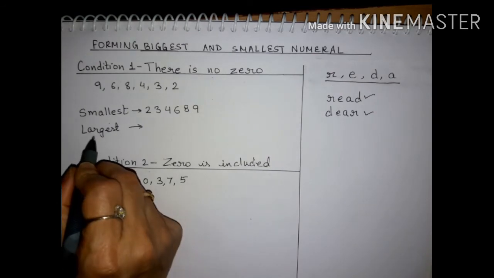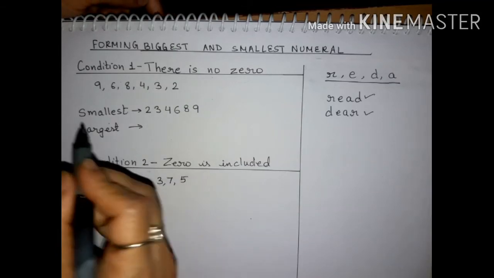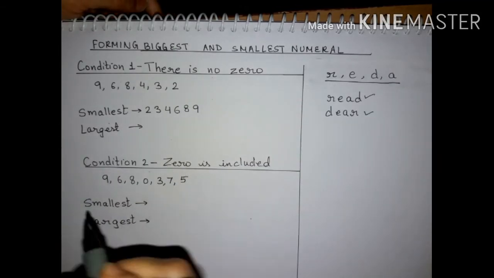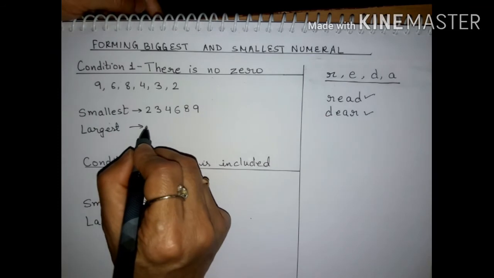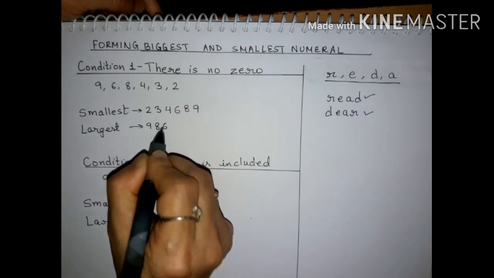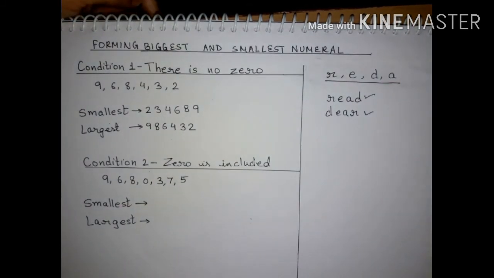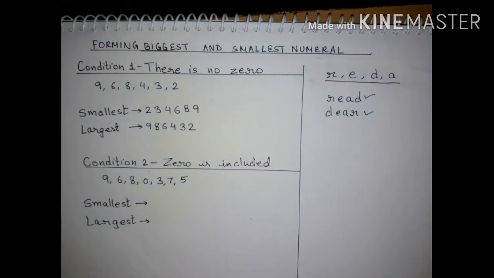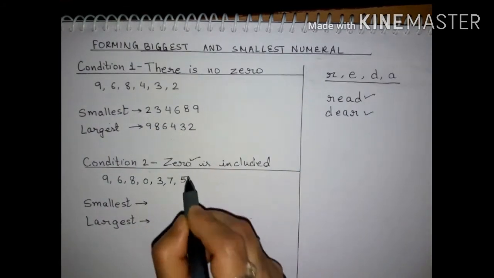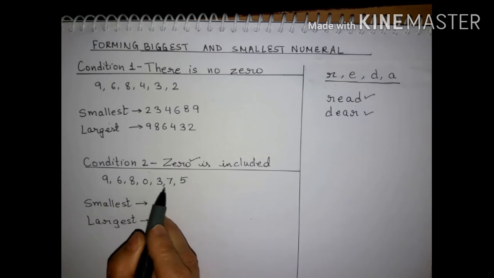Now, if you have to frame the largest numeral from it, you need to simply arrange the digits in descending order, that is decreasing order, that is from big to small. So we do the reverse of it. 9, then 8, 6, 4, 3, 2. Clear? Now, the second condition is, this was condition 1, when there was no 0 in the digits. You can see there's no 0 here. Now coming to the second condition, when 0 is included in the digits. Now the digits are 9, 6, 8, 0, 3, 7, 5.